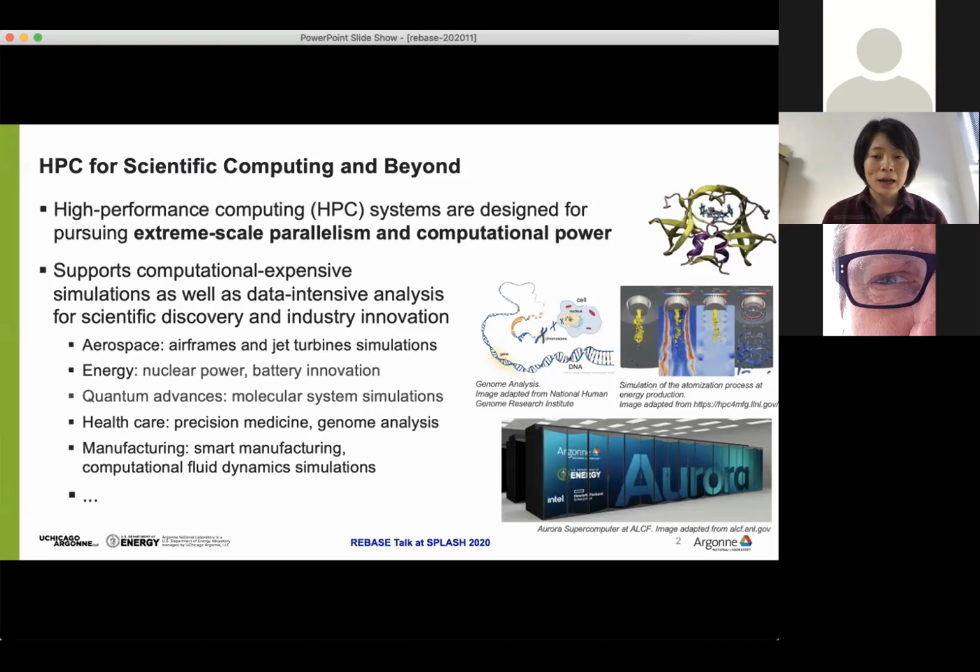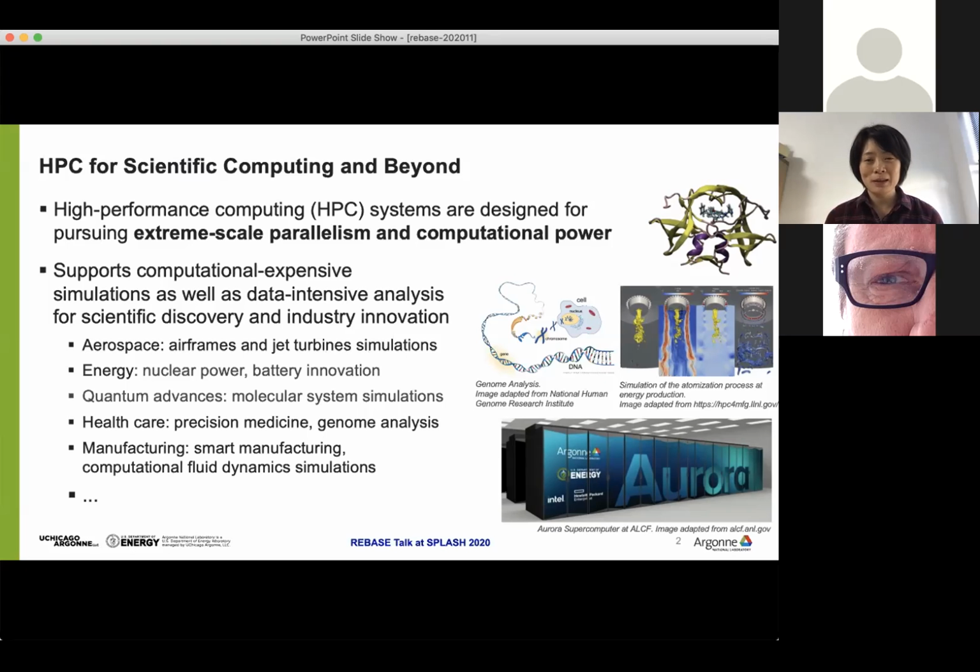The systems, as we just said, are traditionally designed for very computationally expensive simulations. But in recent years we are seeing a lot of interest in doing data intensive analysis on these supercomputers, for scientific discovery as well as industry innovation. So the new trend of supercomputers is also optimized for data intensive access.